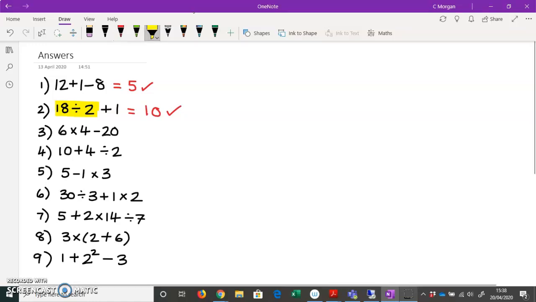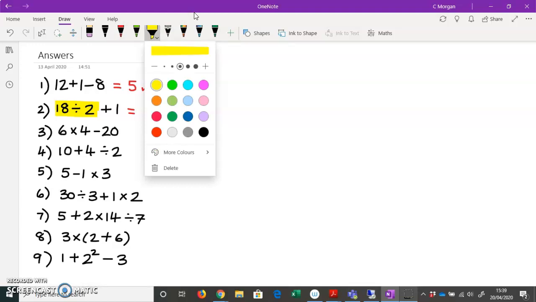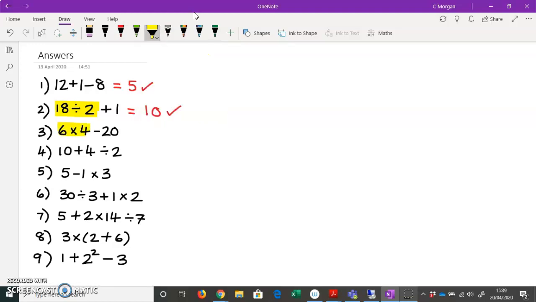With the next question, 6 multiplied by 4 is 24, subtract 20 is 4. That's good because multiplication always comes before addition and subtraction. With my next question, 10 add 4 divided by 2, I've got to remember that division always comes before adding and subtracting. I know that 4 divided by 2 is 2, so 10 add my answer of 2 is 12.